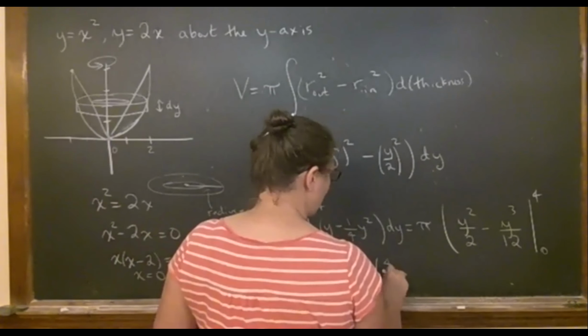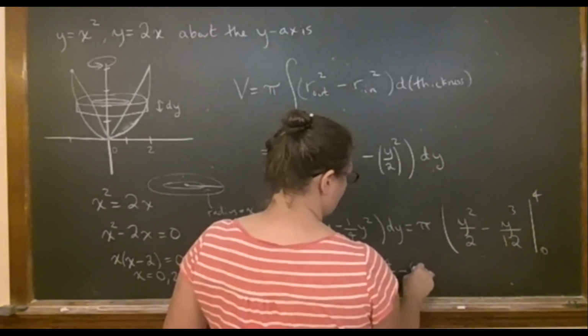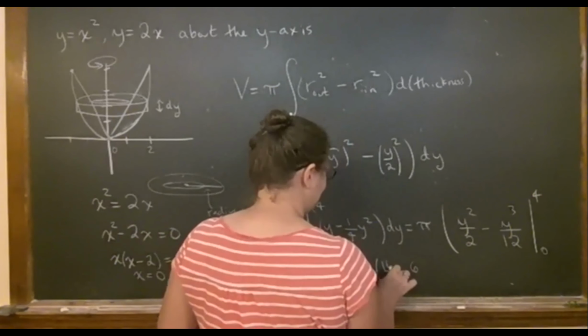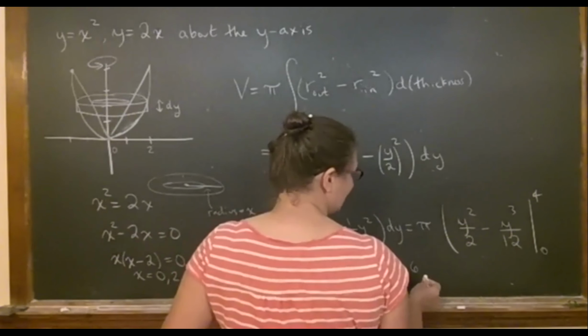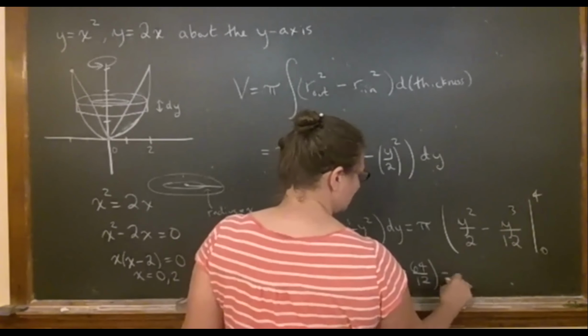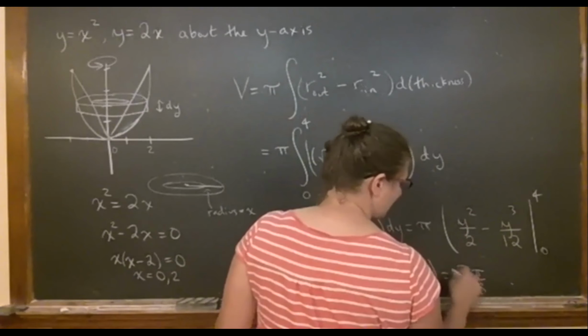Okay, so what I have, 4 over 2 minus, no, not 4, 16. Yeah, so that's better, right? 16 over 2 minus 64 over 12. And if you work that out, it's 8/3. So my actual answer is 8 pi over 3.